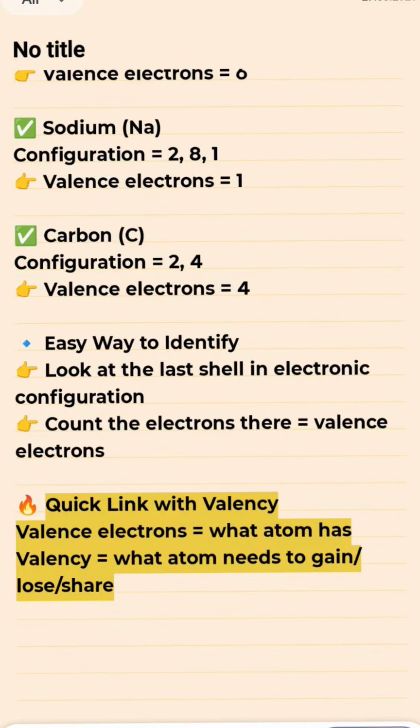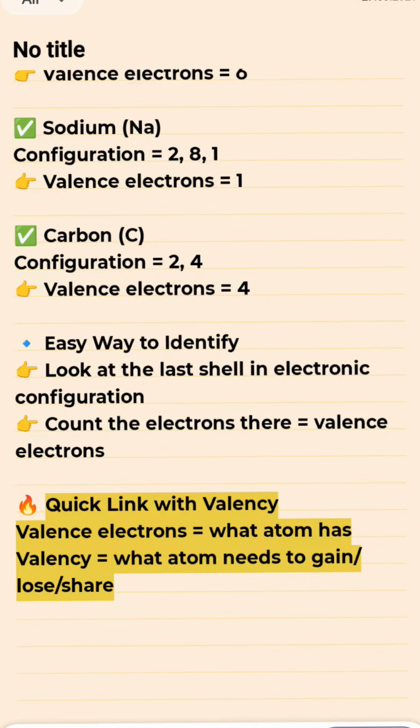So an easy way to identify: look at the last shell in the electronic configuration, that is the outermost shell. Count the electrons there, that is the valence electrons. And depending on the number of valence electrons, as I told you, if the number of valence electrons is 1 to 4, that is equal to the valency. But if it is greater than 4, then valency will be 8 minus how many electrons are there in the outermost shell.